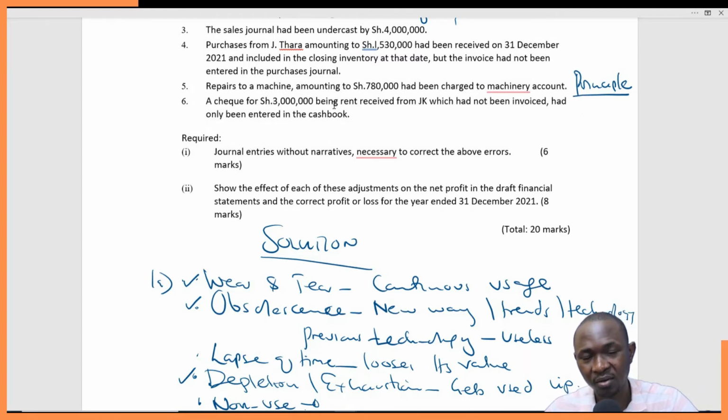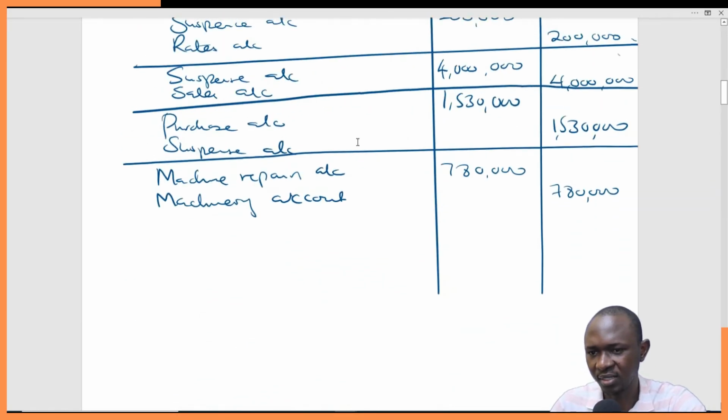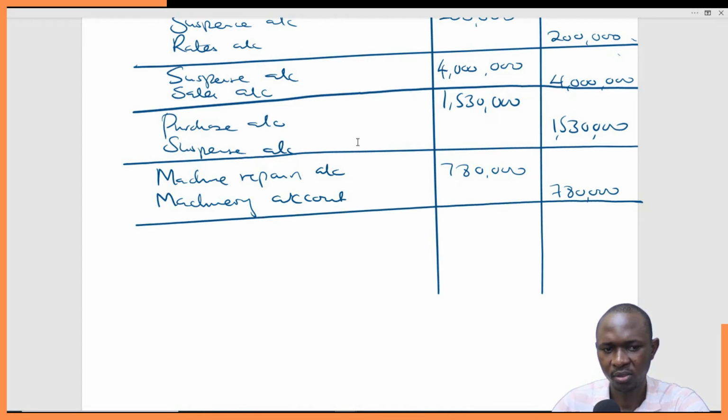So the equivalent account is the rent received account. So the rent received account is supposed to be credited, and it has not been credited. In the cash book, we are supposed to debit, show that we've received. It had only been entered in the cash book. So it's the rent received account that has not been updated. So what do we do? We come here and credit the rent received account. Rent received is an income, and incomes are a credit entry. So we simply credit that account.